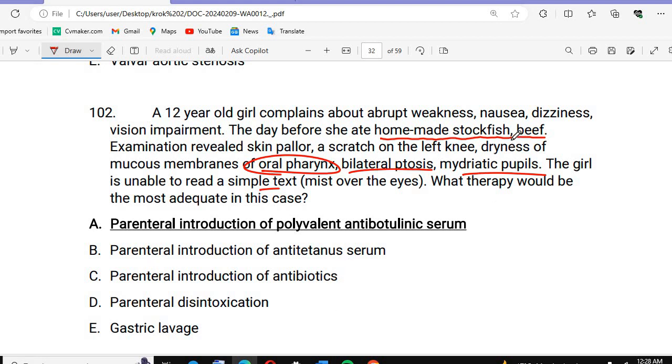So if there is a history of stockfish, or one more history, homemade pork, then if this history is given, it means the disease is botulism. Let's check if any questions about botulism are asked in your exam.